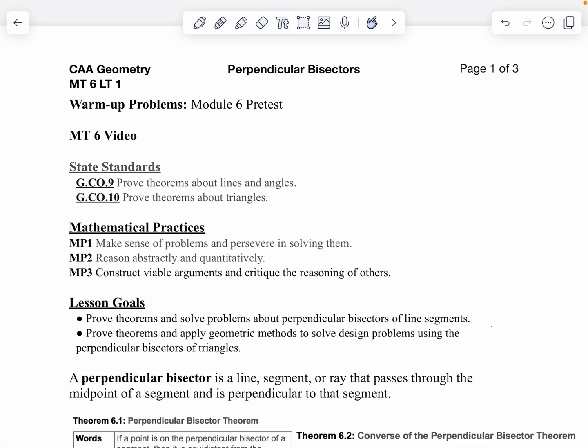Hello. In this seminar, we are going to look at perpendicular bisectors.